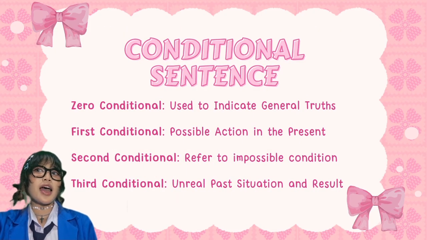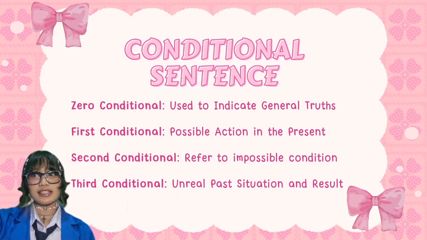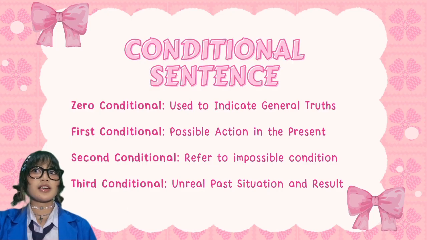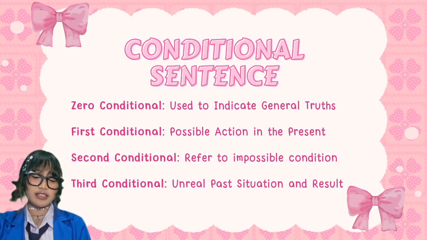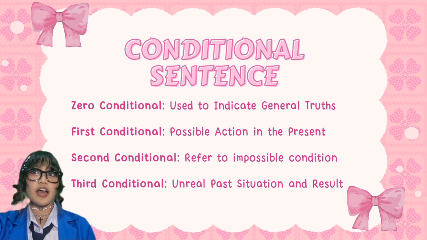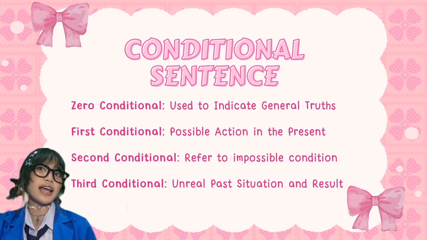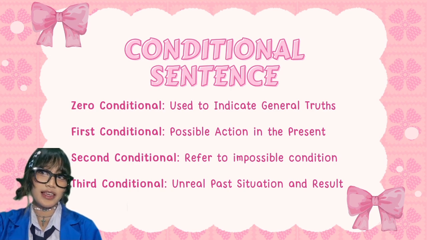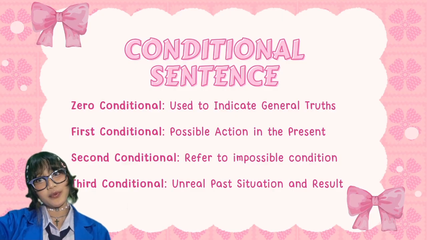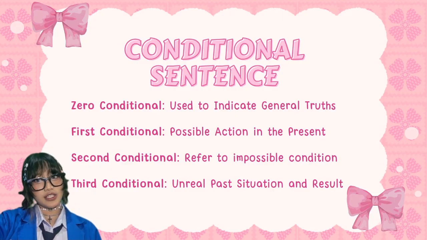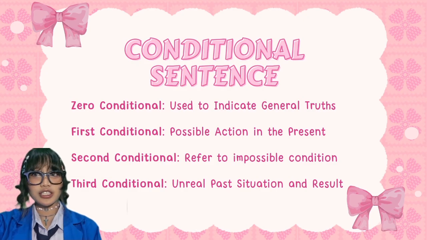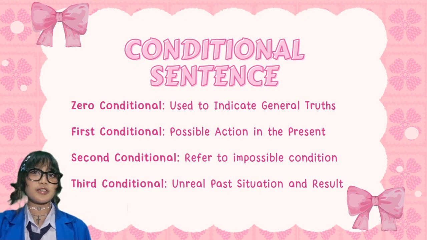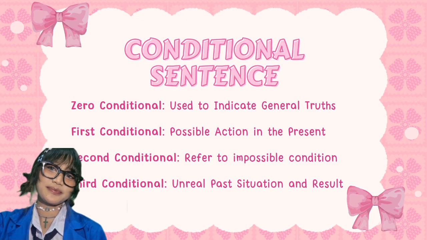Next, conditional sentences have four types. Zero conditional is used to indicate general truths. And then, first conditional, possible action in the present. And then, second conditional, refers to impossible conditions. And last, we got third conditional, unreal past situation and result.